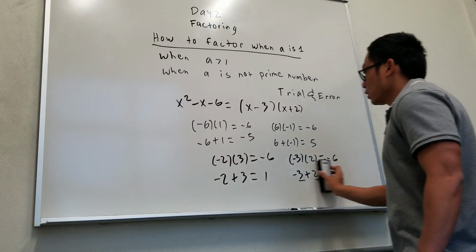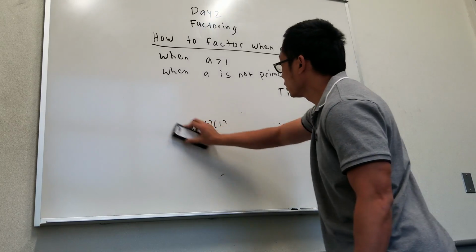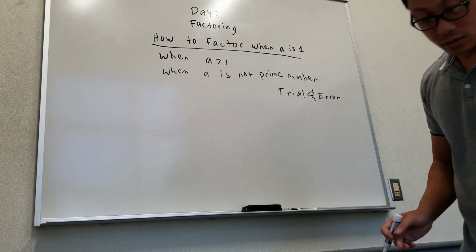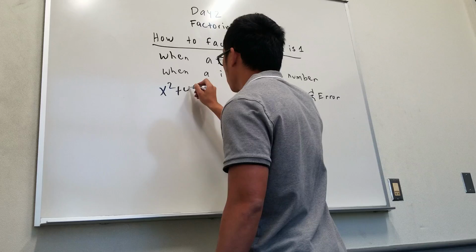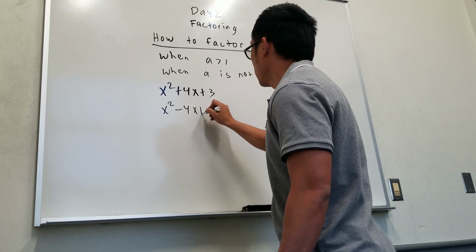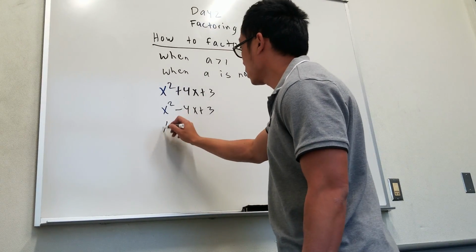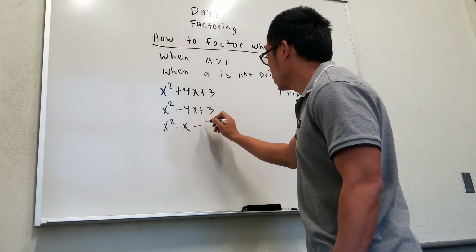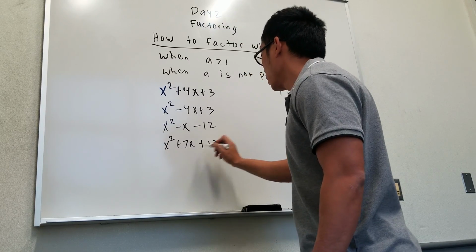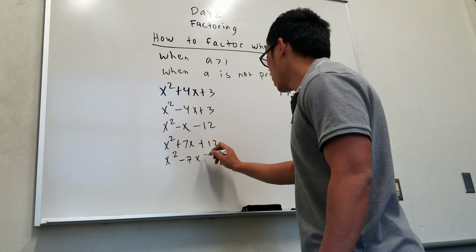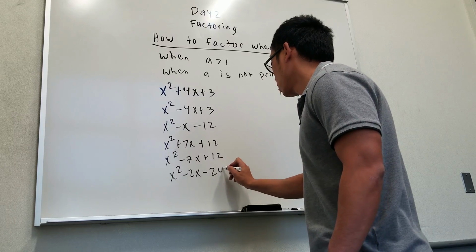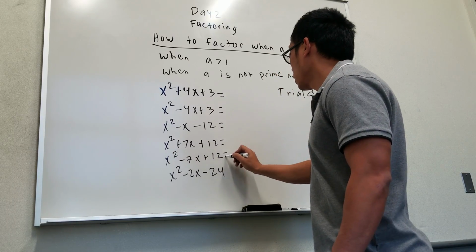Why don't you try it? I've got some practice problems. Let's do this. x squared plus 4x plus 3. x squared minus 4x plus 3. x squared minus x minus 12. x squared minus 7x plus 12, then x squared minus 2x minus 24. Why don't you guys try it? Pause the video if you have to.